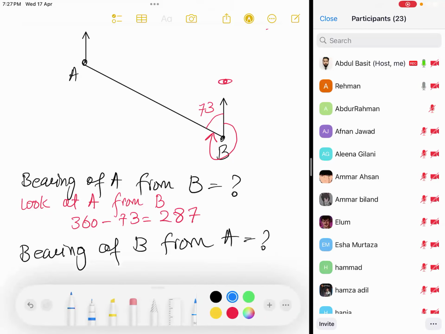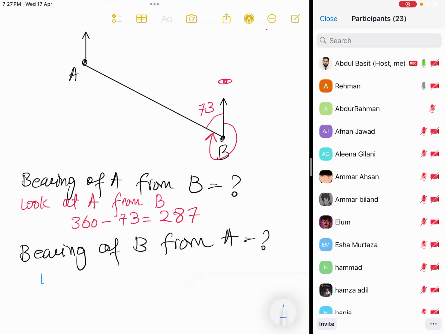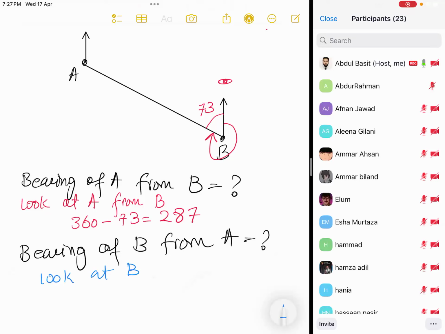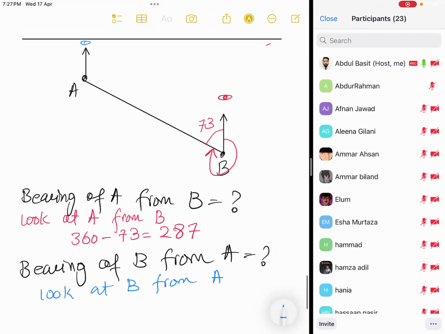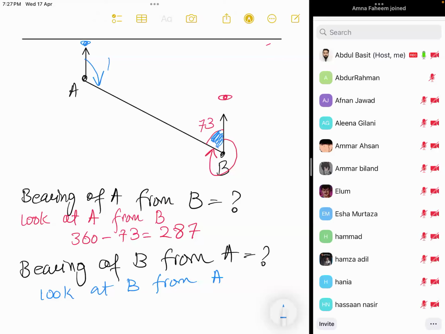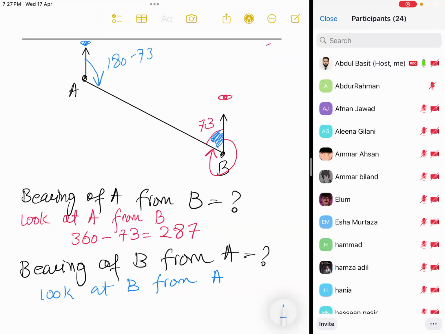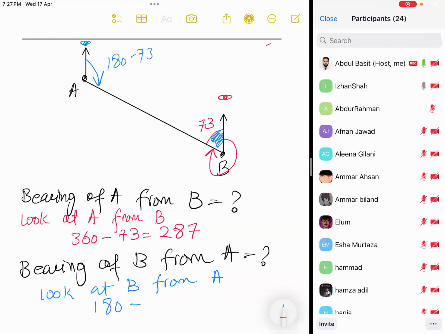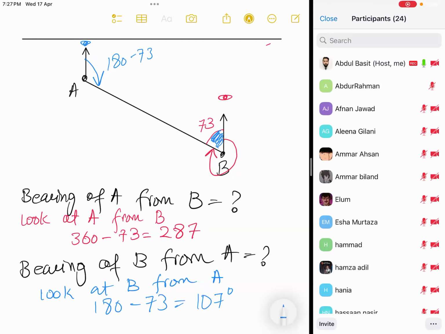Yes. Okay. The bearing of B from A, it means that the sentence would be, Isha, look at B from A. A पे नॉर्थ लगा लिया, आंख बना लो अपनी. So look at B from A, you need this angle. आपके पास ये एंगल सामने 73 मौजूद है. So 180 minus 73 is the answer, which is 107. 107 degrees. Is this clear, everybody? Yes, sir. समझ आई सबको कि नहीं?